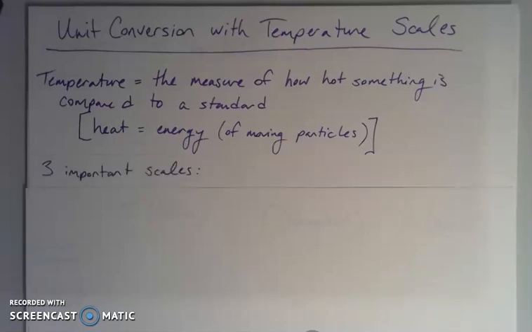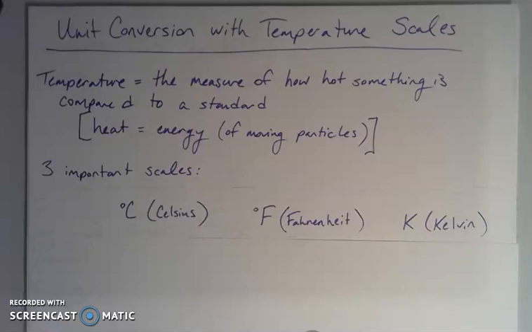And there's really three important scales that we look at. We in the United States with the US customary system use Fahrenheit. The rest of the world uses Celsius, and then we as scientists use Kelvin. Kelvin is our SI unit for temperature, and it's the standard that we use when we're talking about standard temperatures and pressures. Then that's usually going to be reported in Kelvin.